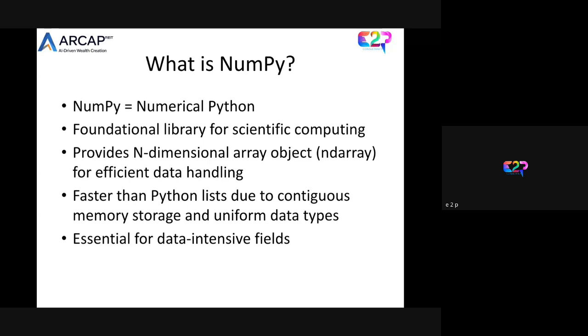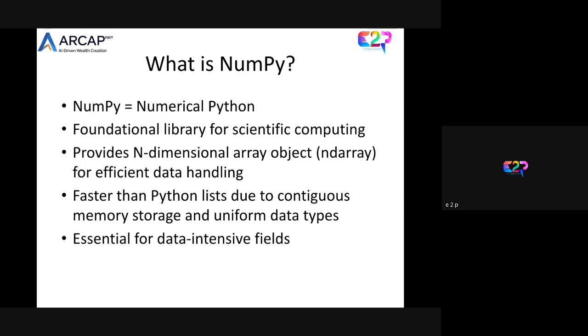Because of this restriction of storing all elements of the same type, the memory allocation will be the same, right? And it can store them in contiguous memory, side by side.